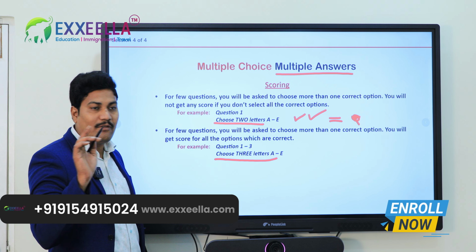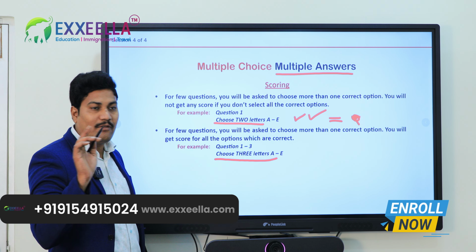So coming to the tips and strategies for multiple choice, multiple answer, we need to read the question before the audio starts. We should understand the question carefully and what the requirement of the question is. This is very important for us. And remember, we need to identify the keywords, and use the keywords to get the answer.